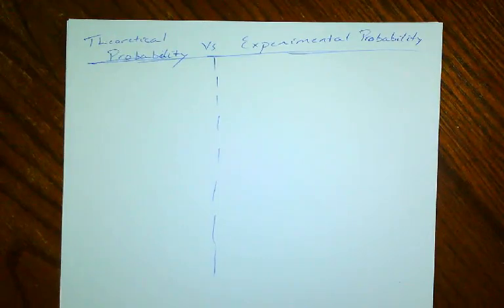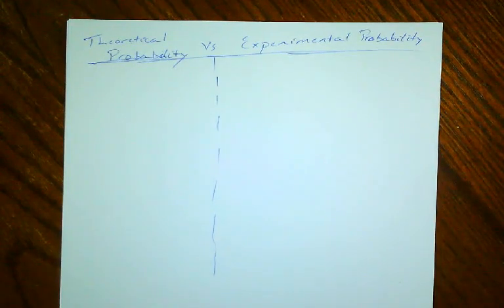Seventh graders, let's compare theoretical probability to experimental probability. In the last video you got some simple probability basics. Probability of an event is the number of favorable outcomes divided by the total number of possible outcomes.